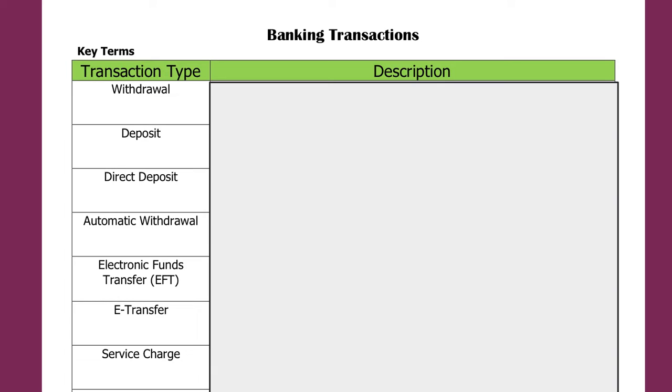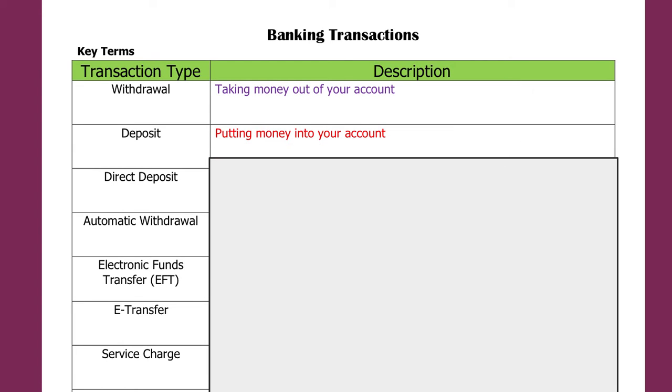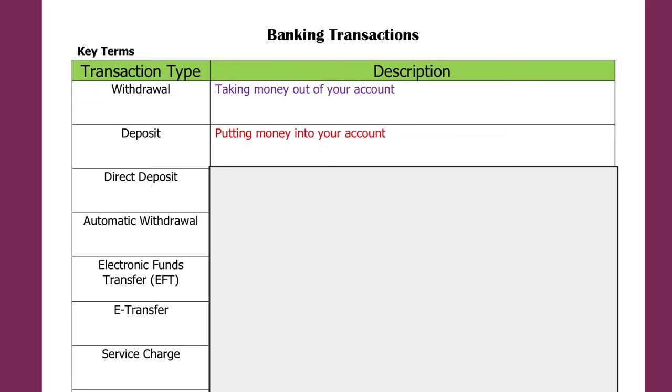The first here is withdrawal. So that's another way to say taking money out of your account. And so for you, you'll see that all of the definitions are just at the bottom, so you'll just need to drag and drop them to the correct spot there. That way you don't have to write everything out. Our next key term here is deposit, and this is another way to say putting money into your account.